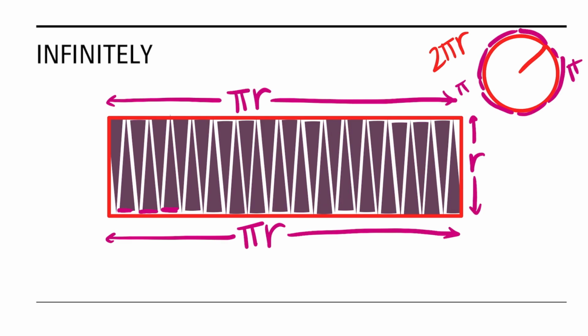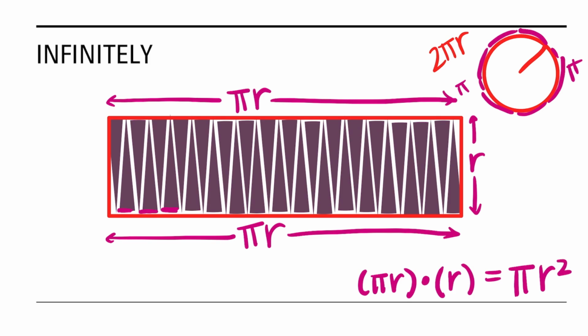To find the area of a rectangle or of a parallelogram, you do the base times the height. In this case, the base is pi r, and we multiply it by the height, which is r, or in other words, pi r squared, because r times r is really just r squared.